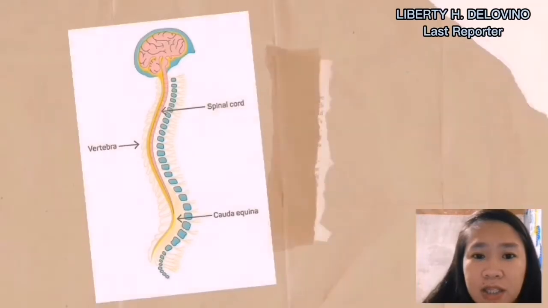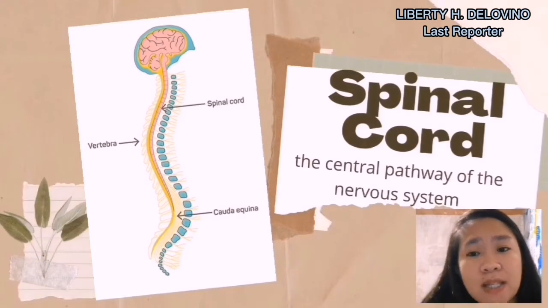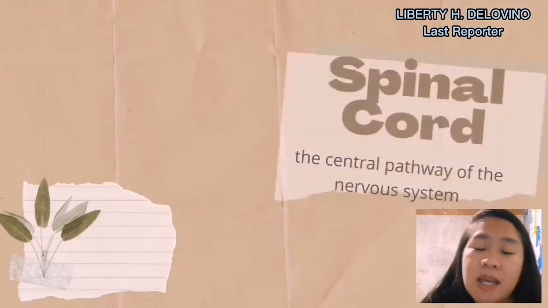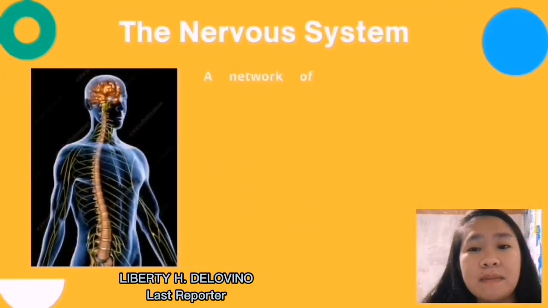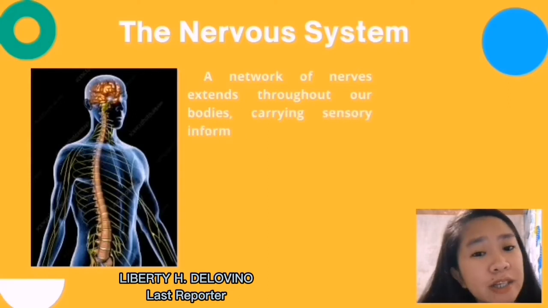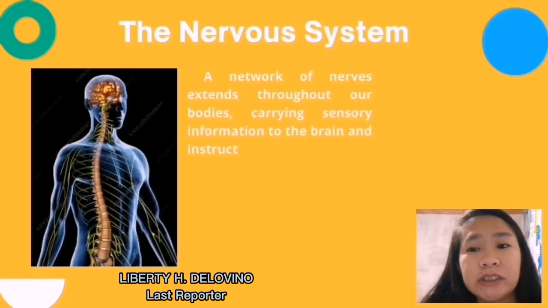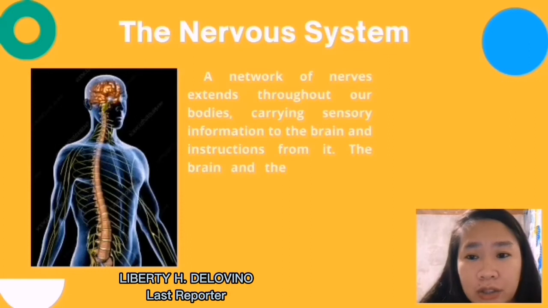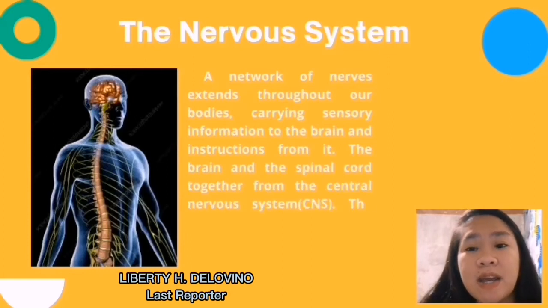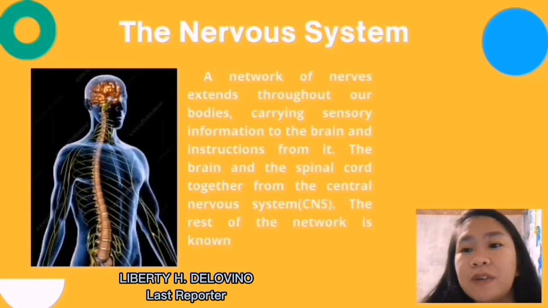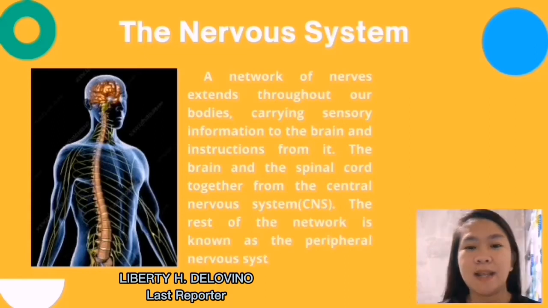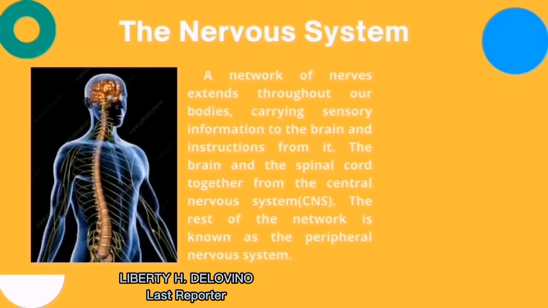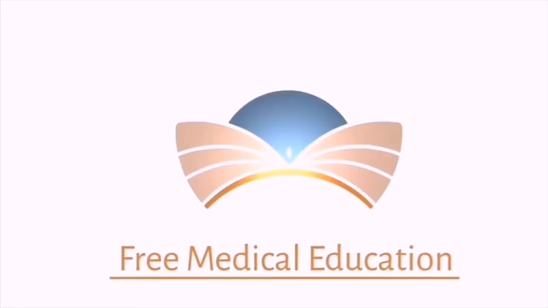The spinal cord is the central pathway of the nervous system that runs through a channel within the top vertebrae of the spine. And the last one is the nervous system. It is a network of nerves that extends throughout our bodies, carrying sensory information to the brain and instructions from it. The brain and the spinal cord together form the central nervous system, or CNS. The rest of the network is known as the peripheral nervous system, or PNS. For further understanding about the brain and nerves, let us watch this video.